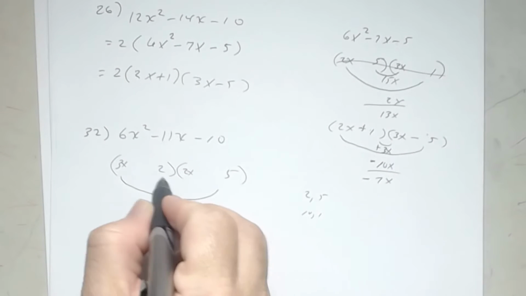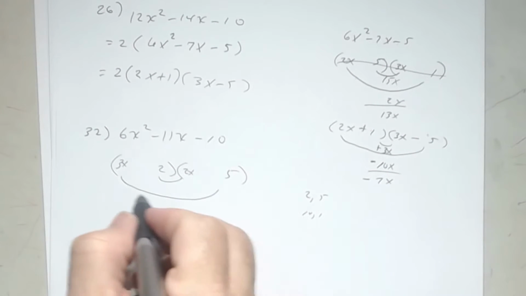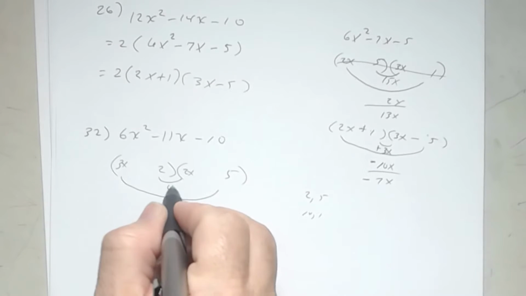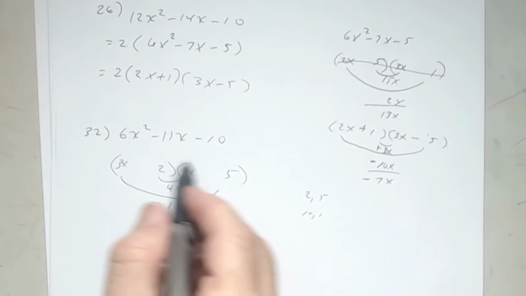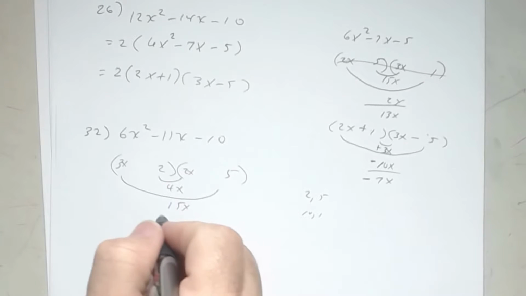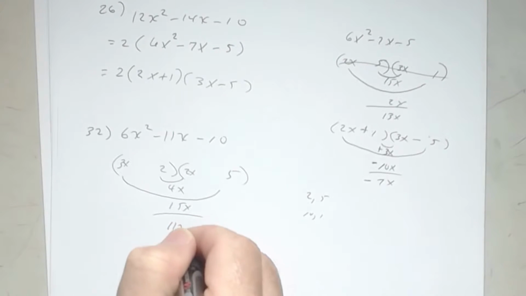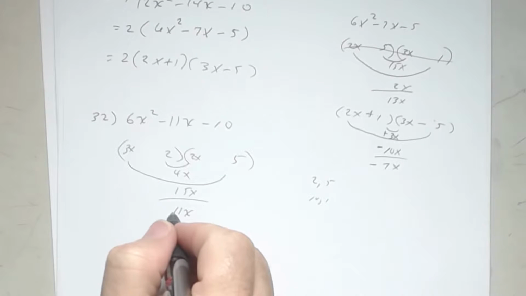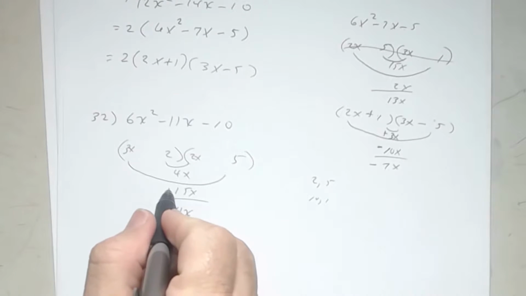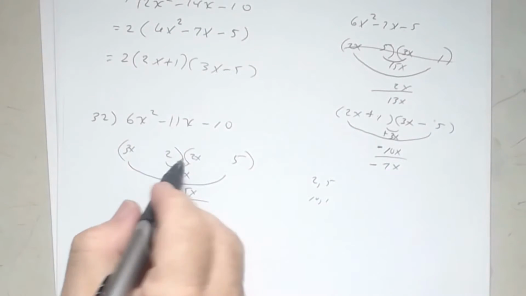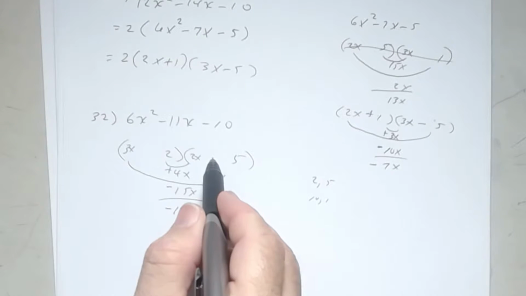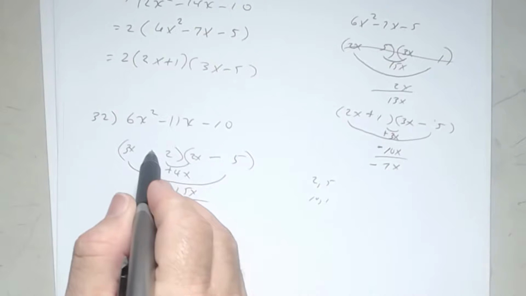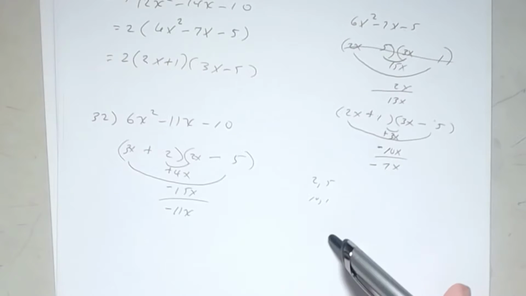So I'm going to go directly to the outer and the inner. What's the outer? 15x. What's the inner? 4x. I'm going to be subtracting because the signs are different. When I subtract them, I do get 11x. But I need what kind of 11x? You need a negative. Which means that the 15 has to be negative, and the 4 has to be positive. So the 5 has to be negative, and the 2 has to be positive. And here's your answer.